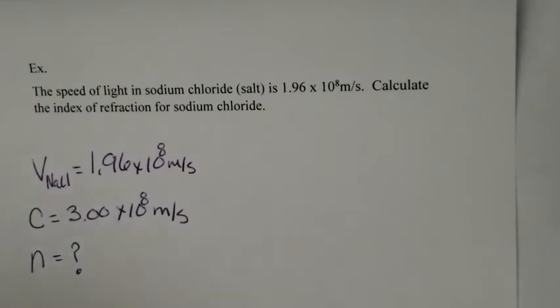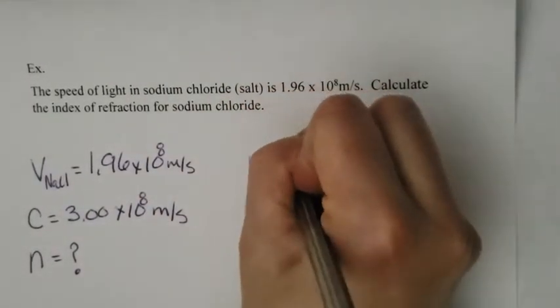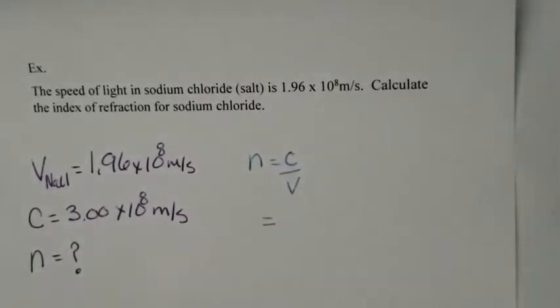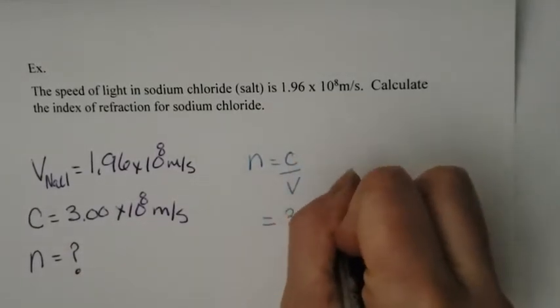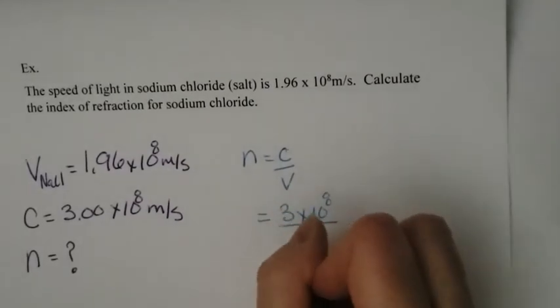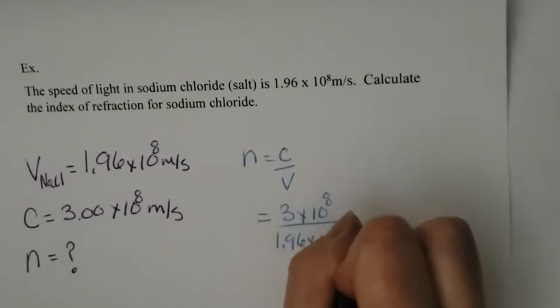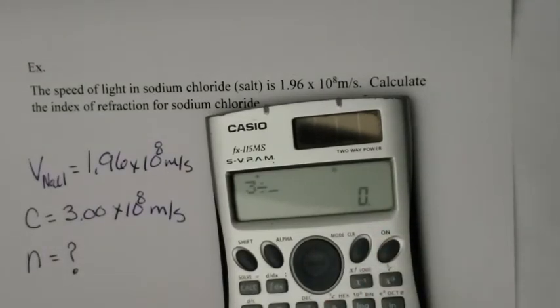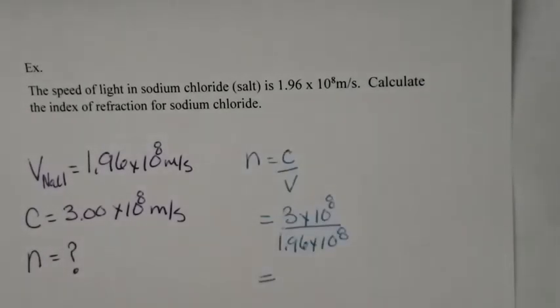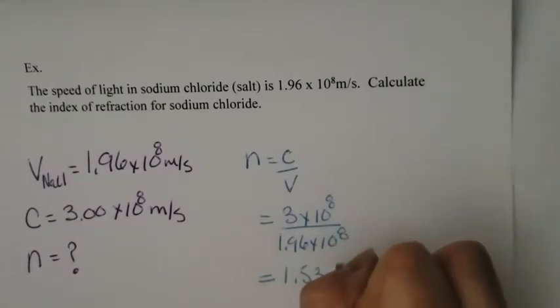The next thing you do is write down the formula. I know that n is equal to c over v. Let's calculate that out. c is 3 times 10 to the 8. v is 1.96 times 10 to the 8. When you have times 10 to the 8 on the numerator and 10 to the 8 in the denominator, that cancels out. The easy way to do this is just 3 divided by 1.96. When I do that on my calculator, I get 1.53. And we don't put any units down.